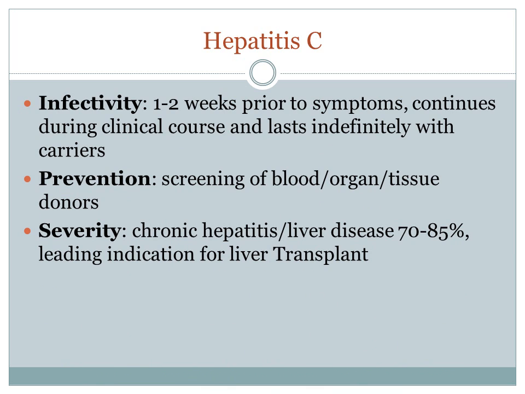Patients are contagious for the virus 1 to 2 weeks before they develop symptoms, and this continues through the clinical course, and for carriers can last indefinitely. Prevention occurs through screening of donors. Hepatitis C can frequently lead to chronic disease and liver disease, and is the leading indication for liver transplant.